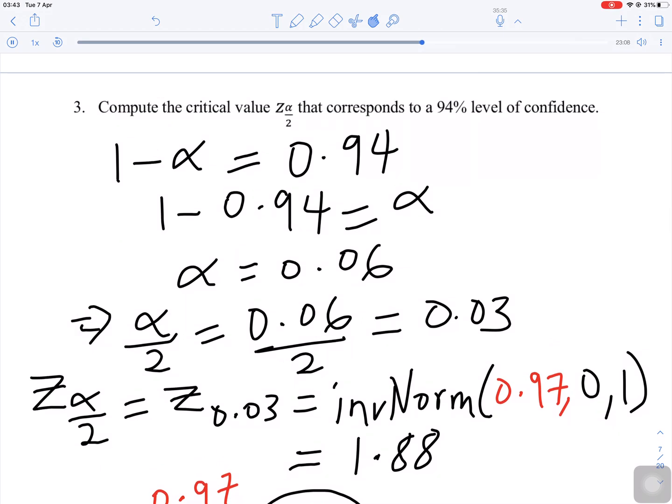Now we move on to question 3. It says compute the critical value Z alpha over 2 that corresponds to a 94% level of confidence. So this question is just asking for the critical value. Now, how do we know alpha in this case? We know that there's a relationship between alpha and the level of confidence. So if level of confidence is 94%, then 1 minus alpha equals 0.94, and doing the algebra, alpha will be equal to 0.06. Then we need to find alpha over 2, which is 0.06 divided by 2. That gives us 0.03.